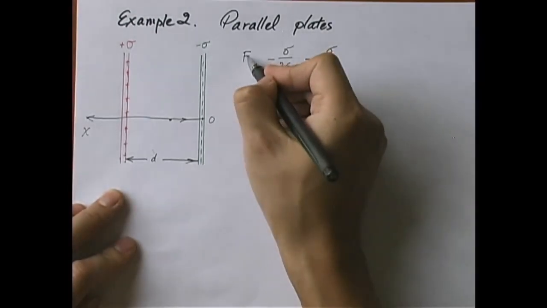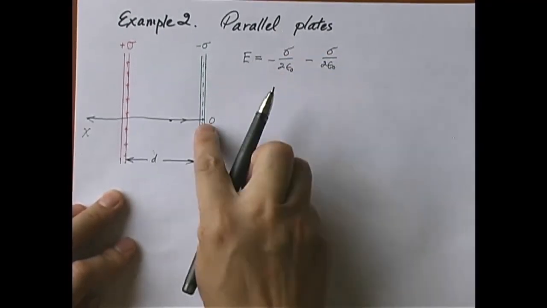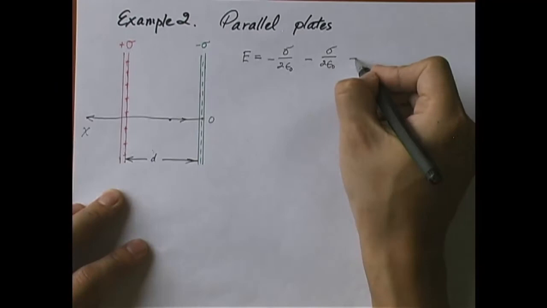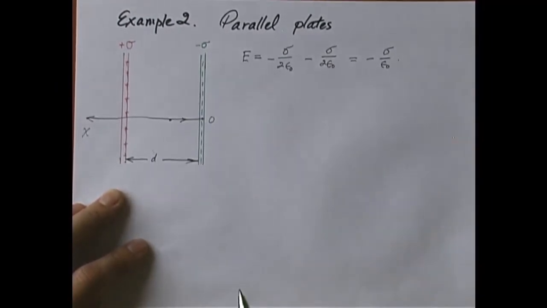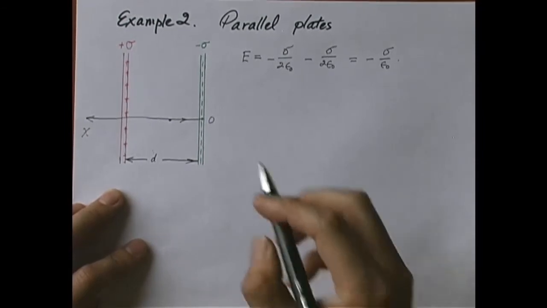The sum of these two is the electrostatic field in between these two plates, and that is equal to negative sigma over epsilon naught. Now, you notice that we can obtain the exact same result from a slightly different view. All I have to do really is draw a Gaussian surface like this.